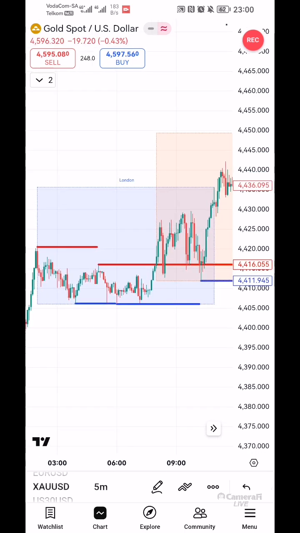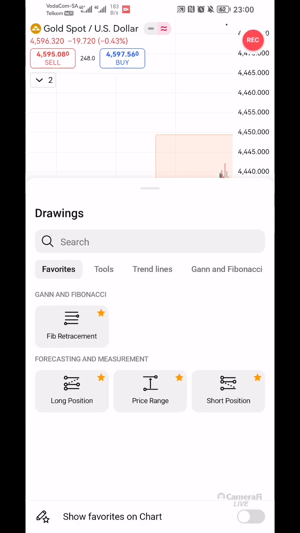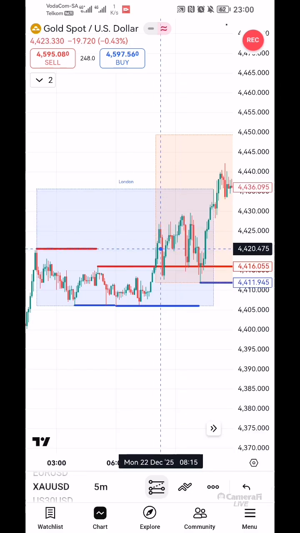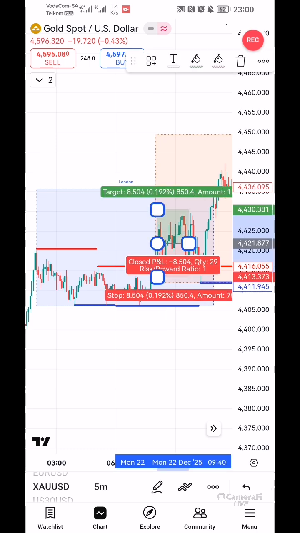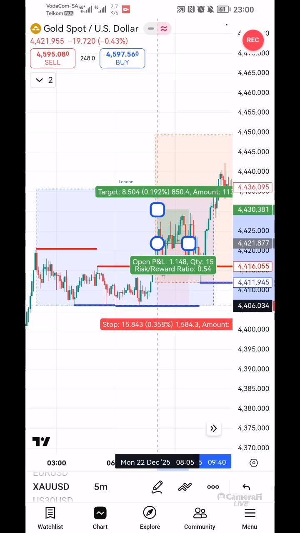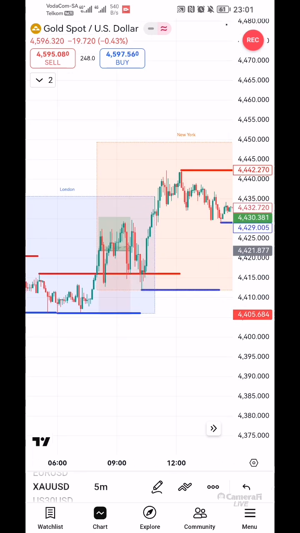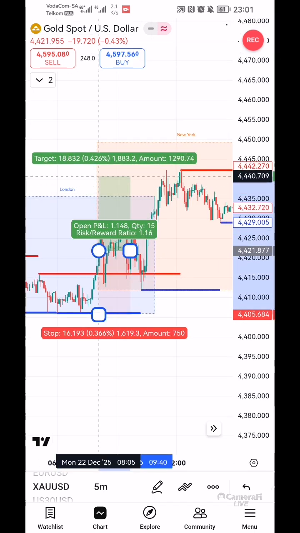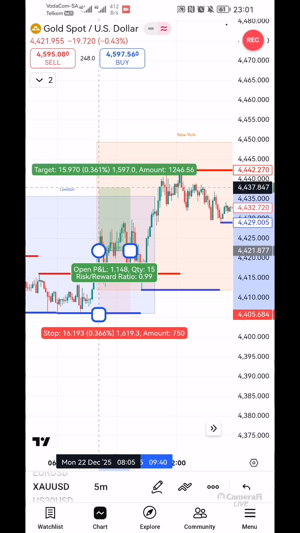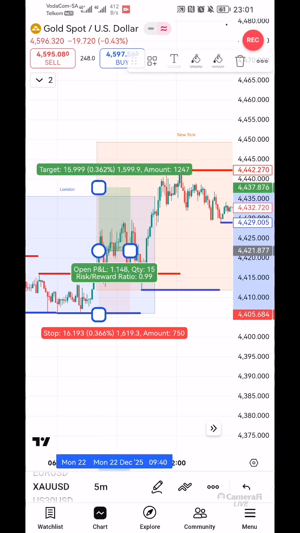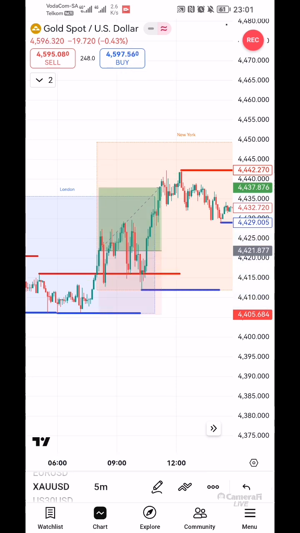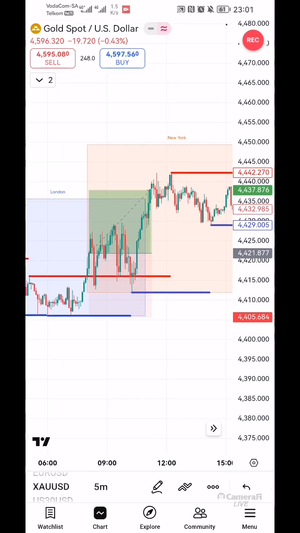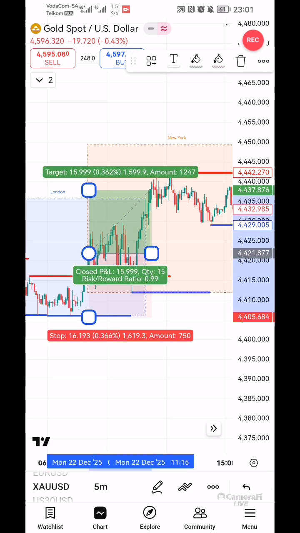So our setup on this day was as simple as this buy here. You see the market closed above there, so that's when we take the buys. We put our stop loss below the support there, and we go for a 1-to-1 risk reward ratio. Don't be greedy, guys. Make sure you take your 1-to-1 and just get out.